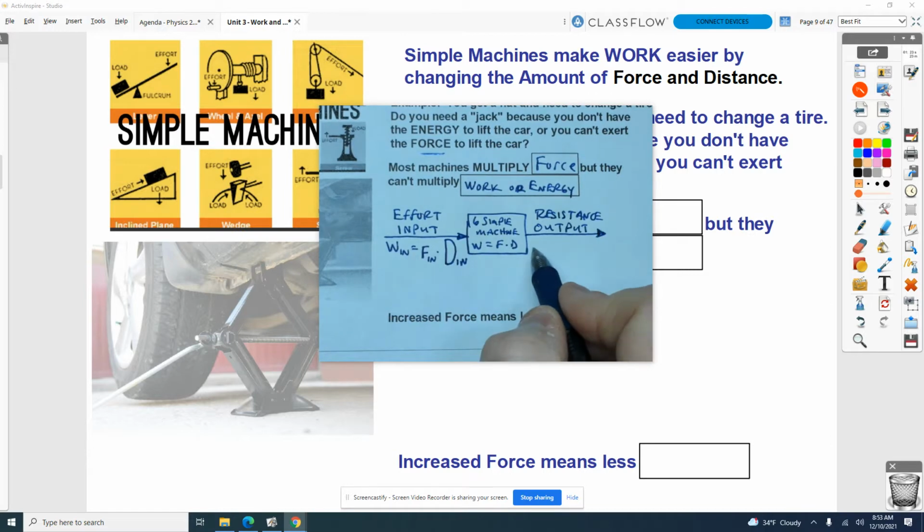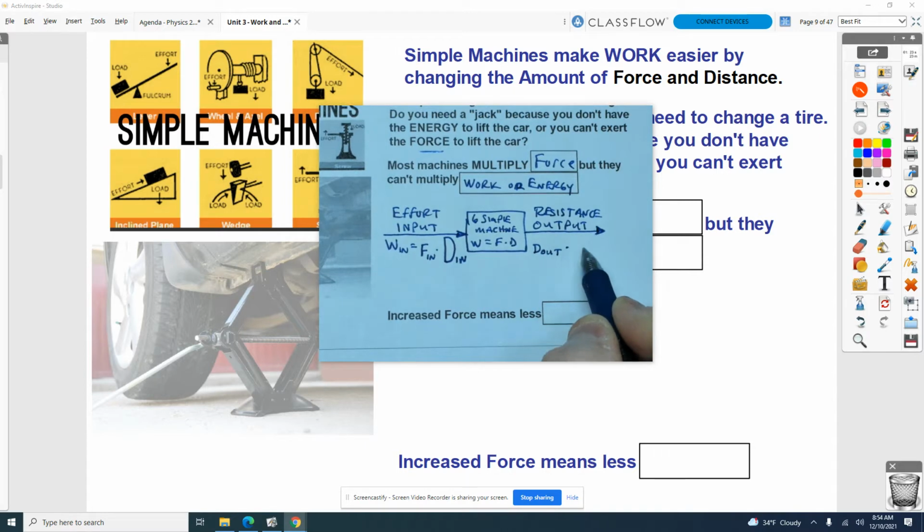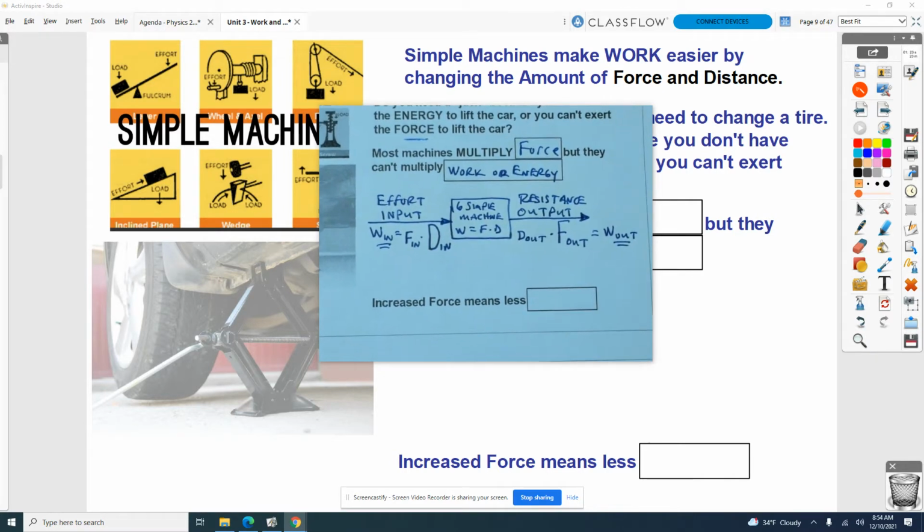And we can think of that output work as a fairly small distance that it goes through. So I'm going to say D out is pretty small, but the amount of force it's able to exert is quite a bit bigger. And we would call that the output work. Now, ideally, the size of the input work and the output work would be the same. So we're going to assume that we don't have any energy losses here.